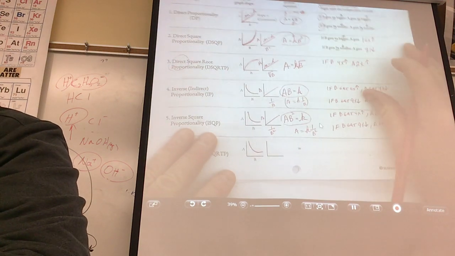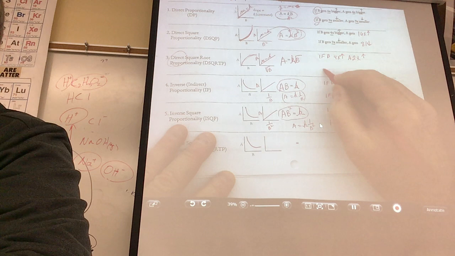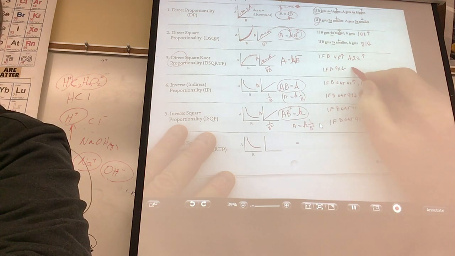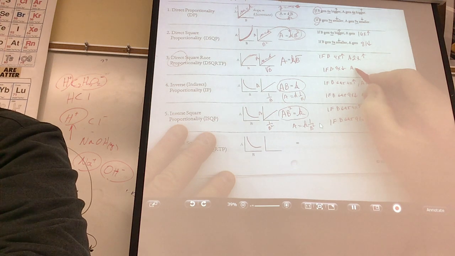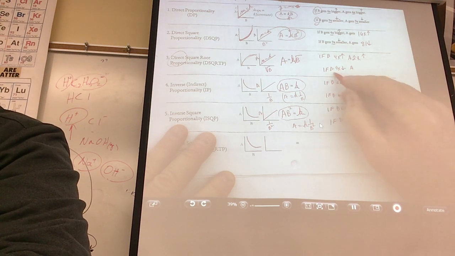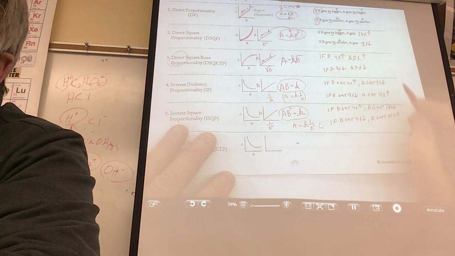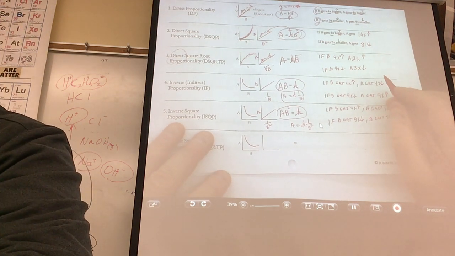Okay. All right. Well, anyway, what about this one? What if B were to get 9 times smaller? Watch, Ben's going to answer this. Ben, what if the independent variable got 9 times smaller? A would get 3 times smaller. 3 times smaller, because it's direct, isn't it? Direct square root. Very good.